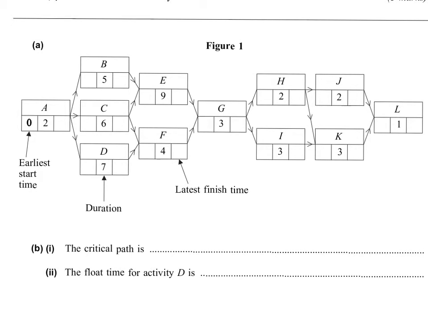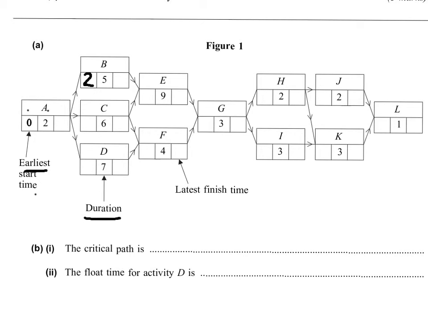This diagram tells us that we have to start task A before anything else. And tasks B, C, D cannot start until A is completely finished. As you can see, the left-hand side box is the earliest start time, and the middle box is the duration of each task. So, to find the earliest start time for B, you're going to do 0 plus 2. So that's 2 here.